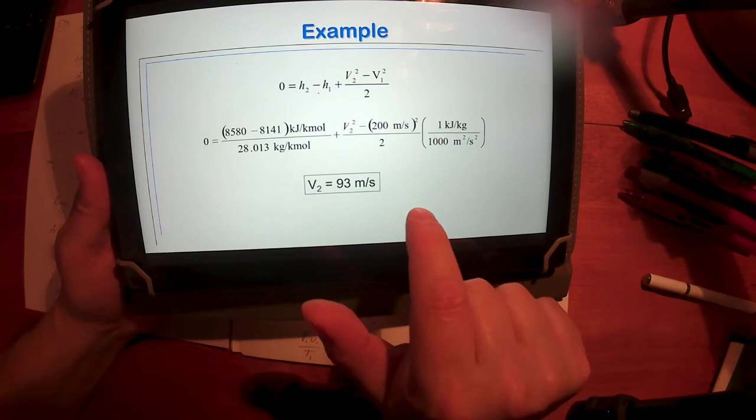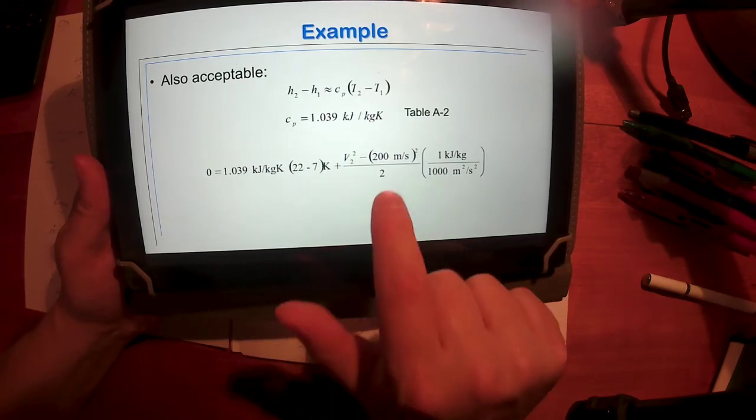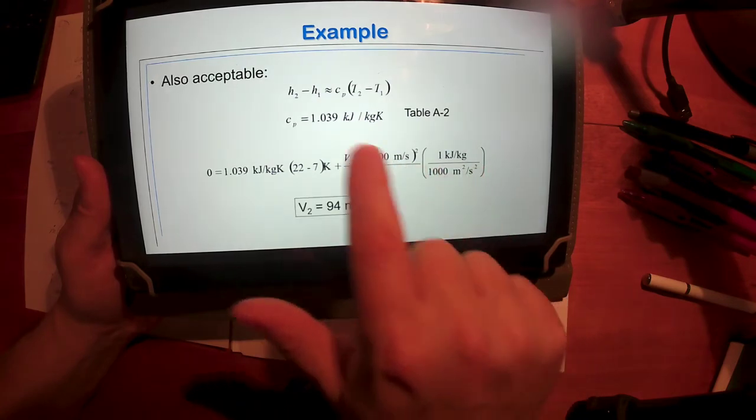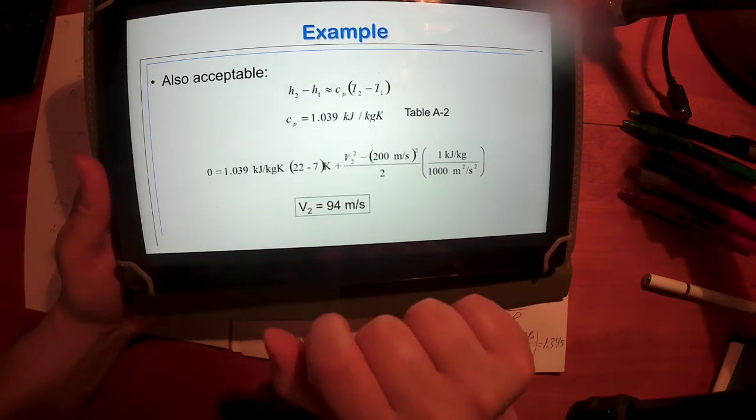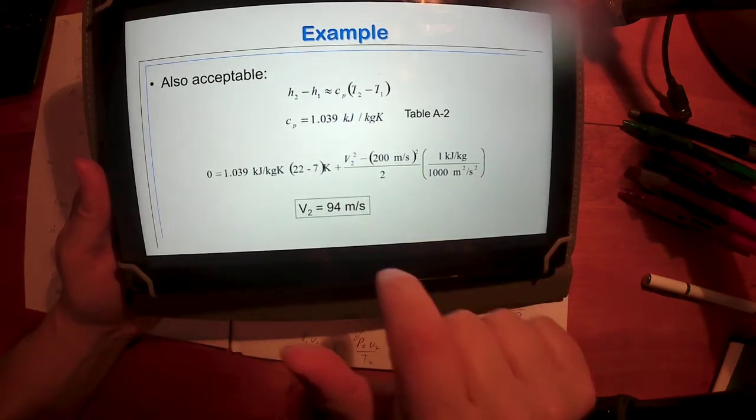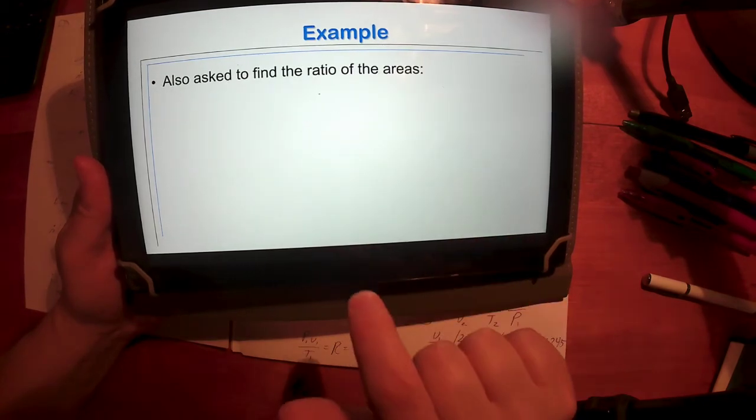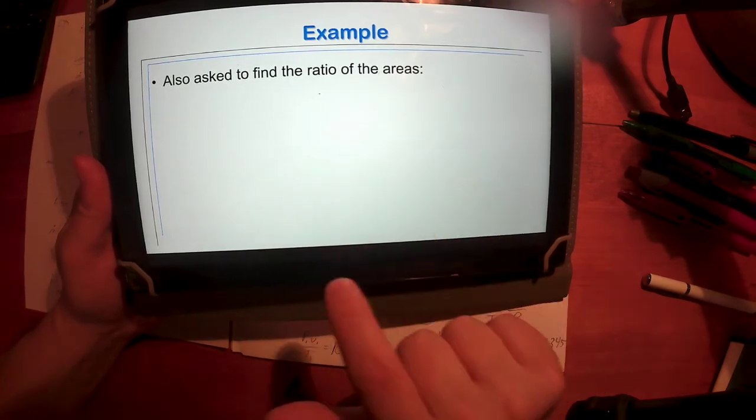Which way is right? They're both right. I would count both of them 100% correct if you get a good C sub P average value. Right? You have to get a good C sub P average value. This one will do just as well as the table properties will. Also asked to find the ratio of areas.